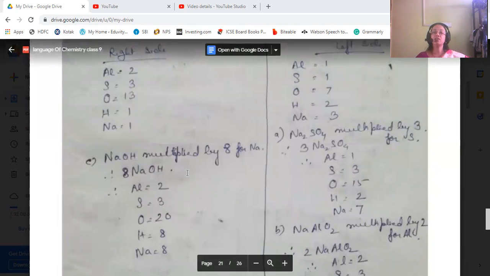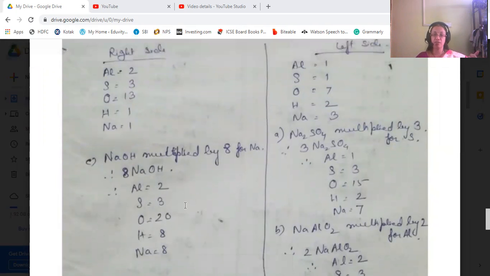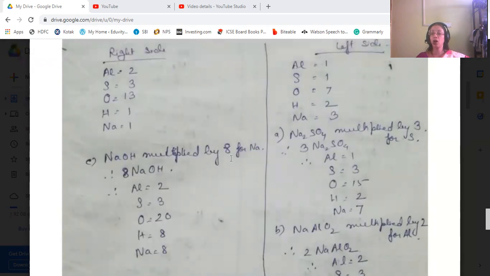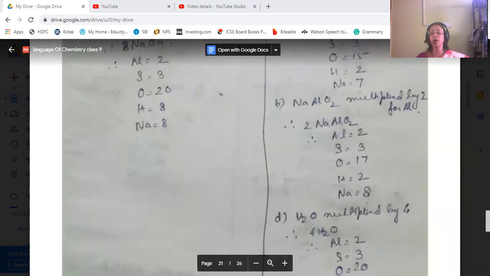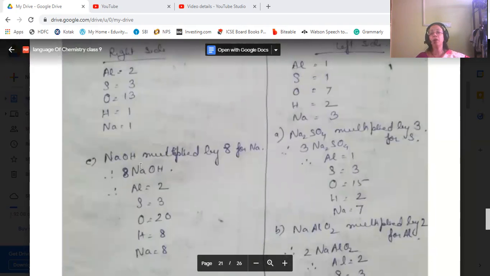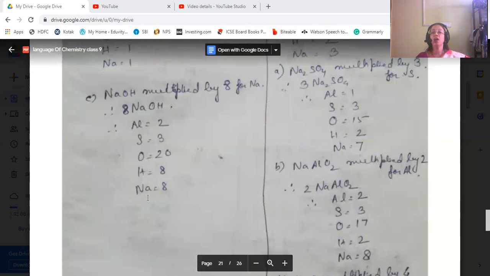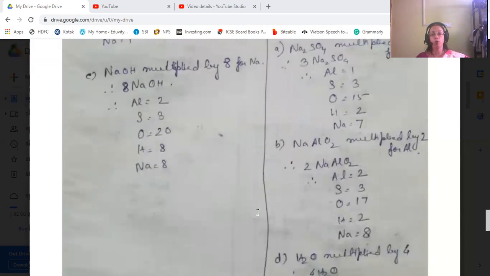Okay. Next step is on the reactant side. On the reactant side, see, Na is equal to 1. Now Na on the product side has become 8. So we need to multiply NaOH with 8 to make sodium 8 atoms. So aluminium, Al is equal to 2, S is equal to 3, O is equal to 20, H is equal to 8, and Na is equal to 8 now.